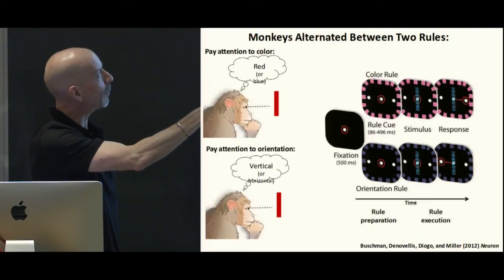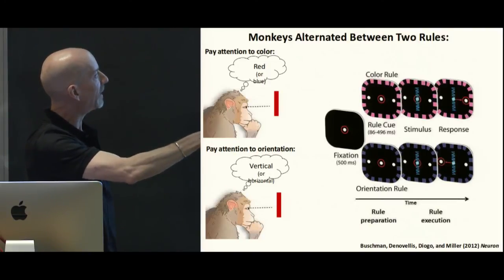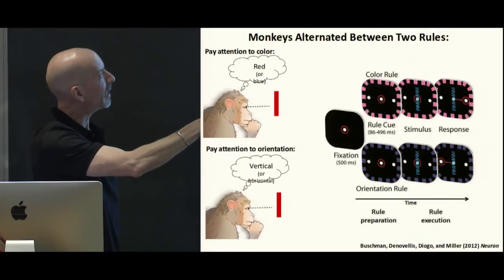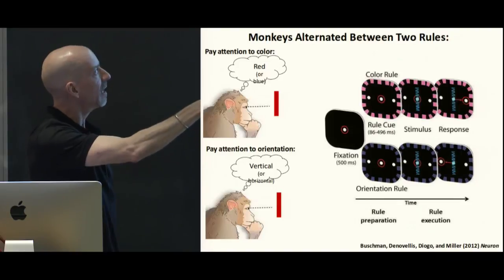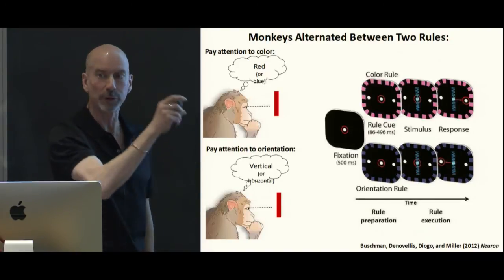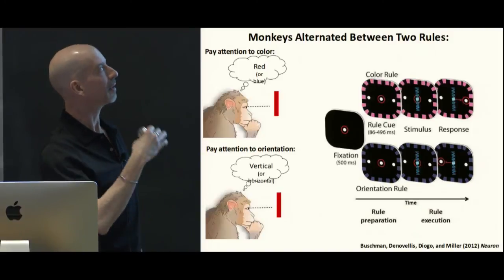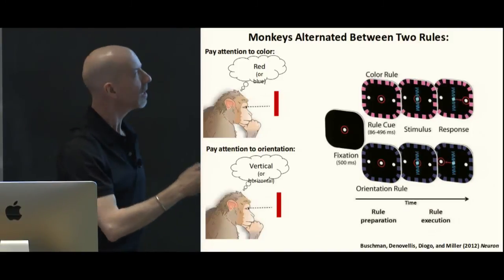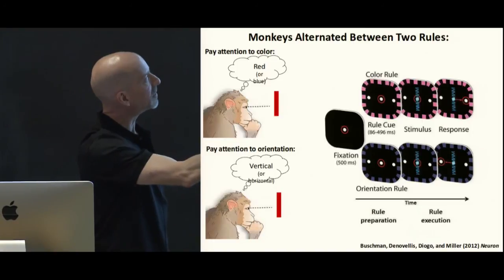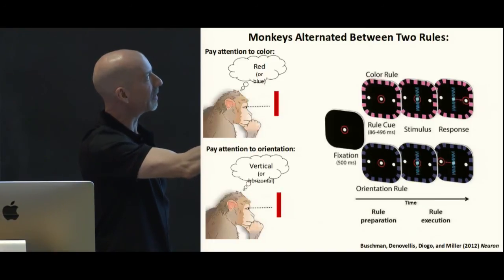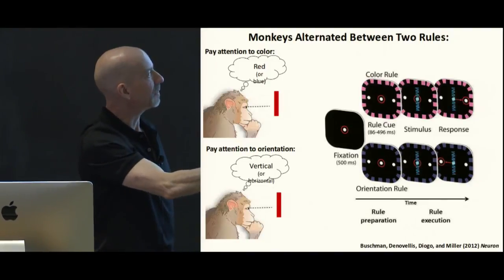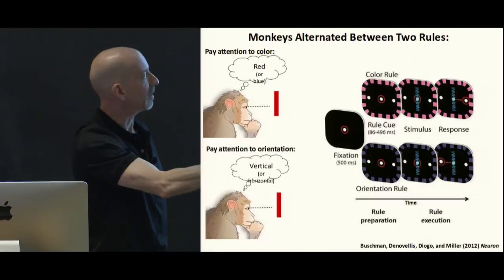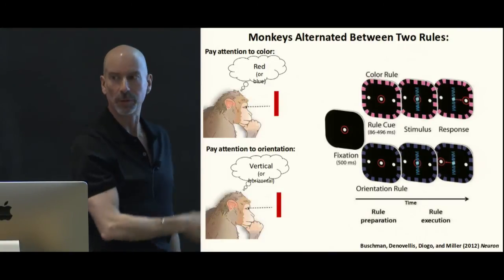During this preparation period, we also cued the monkey which rule it should follow, whether it should pay attention to color or pay attention to orientation. Shortly after that, after a variable interval lasting from 86 to about 500 milliseconds, the stimulus actually appeared. The stimulus could be a vertical bar or a horizontal bar, and it could be red or blue. The monkey's job was to move its eyes in one direction for one color. In this case, move to the right if the stimulus is blue. Move to the left if the stimulus is red. If the stimulus was vertical, the monkey had to look left. If it was horizontal, the monkey had to look right.